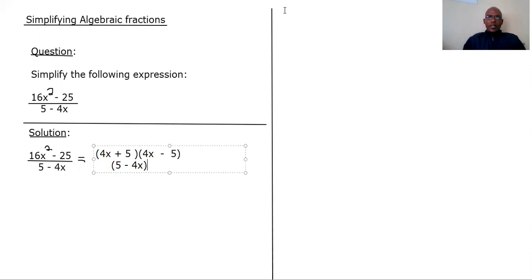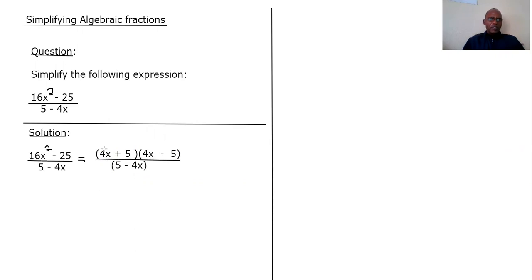Right. So that's the number that I am going to come up with. I factorized my denominator. I factorized my numerator. The next thing that I must do is to look for a common factor in the numerator and denominator so that I can simplify them.